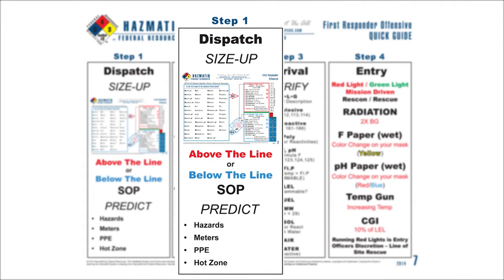Let's start off by reviewing the system. Look at chart number 7, and let's talk about the 4 steps. Step number 1 is size up. If we have the chemical's name, we're going to size it up using the first name of the chemical. If we're responding to an incident where we don't know the chemical's name, we're always going to use the above the line size up, which is the worst case scenario.